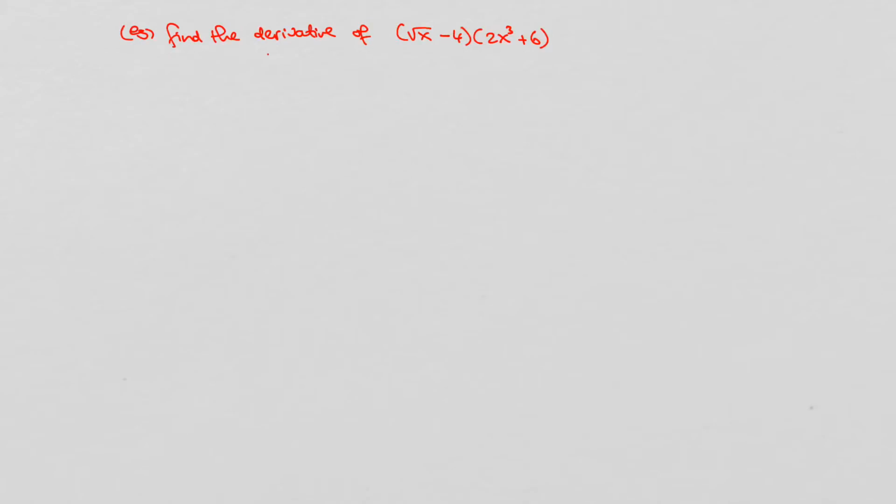So here we have find the derivative of root x minus 4 by 2x cubed plus 6. And I should say y equals. So again, we call our first bracket u and our second bracket v. And we say let u equal root x minus 4 and let v equal 2x cubed plus 6.